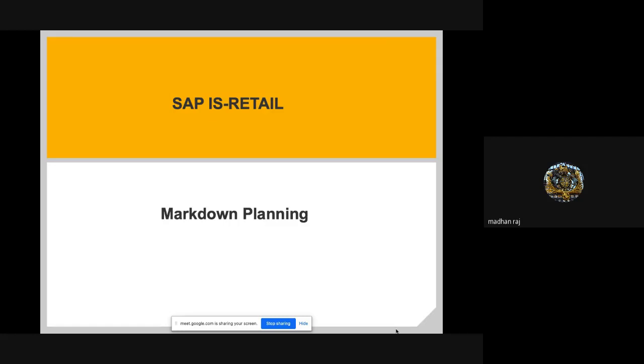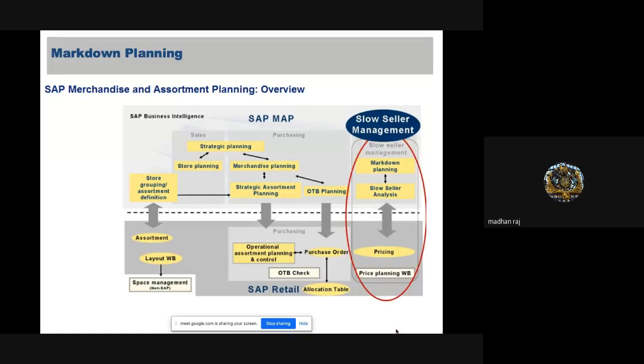Whereas when you have a BW integration, it does most of the analysis because you have the entire data. Based on that, you can do analysis, and the system itself can propose a proposal. So let's see what that is. This is the architecture of markdown planning. This is the bifurcation between the systems.